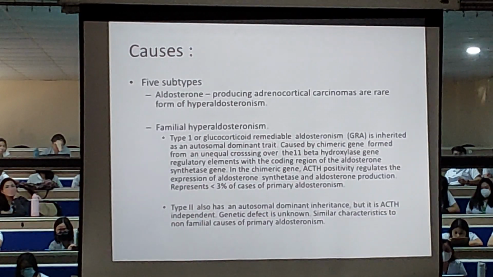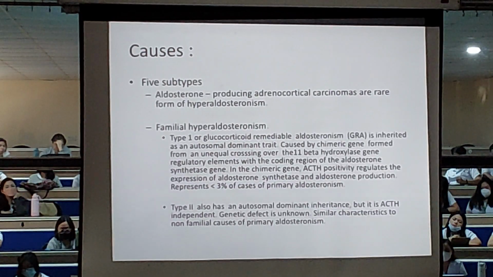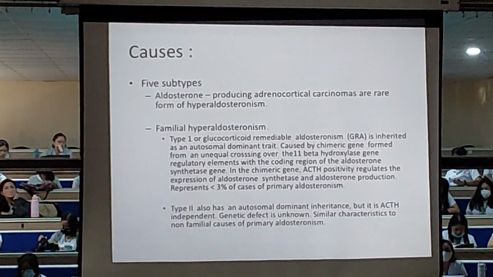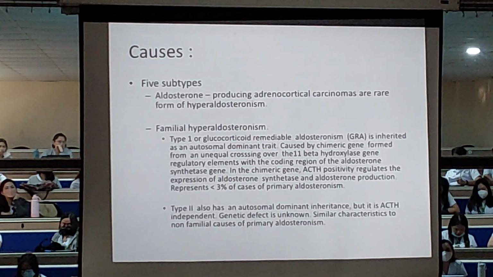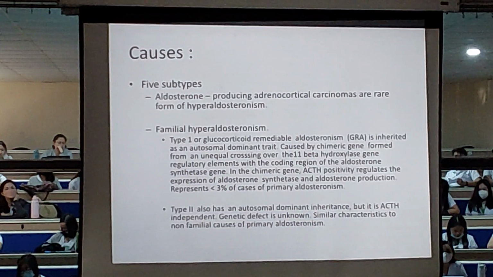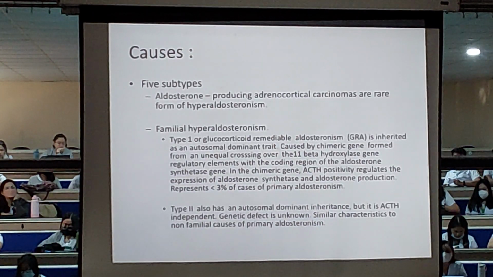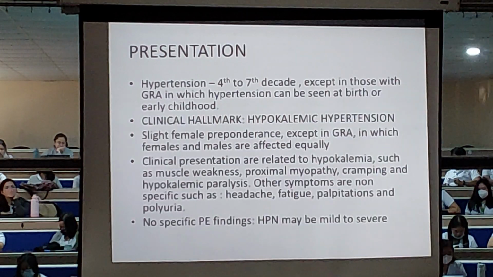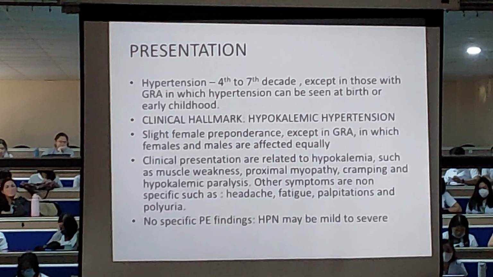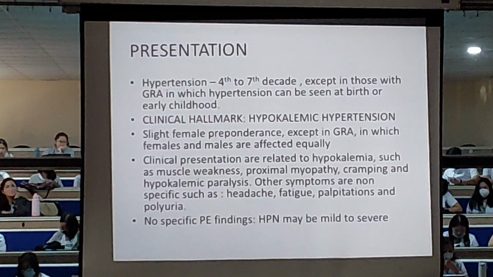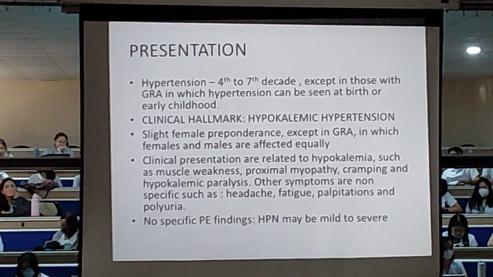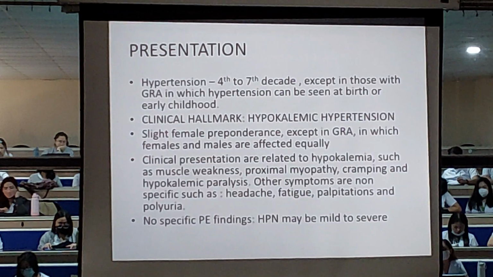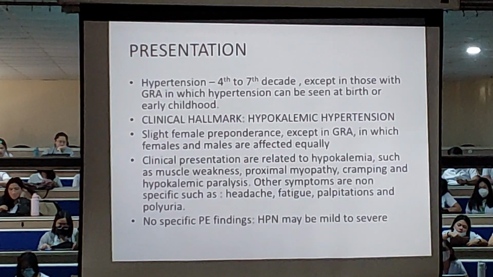Type 1 is called glucocorticoid remediable aldosteronism. This is inherited as an autosomal dominant trait. Type 2 is also an autosomal dominant inheritance, but it is ACTH independent. The genetic defect in this type is unknown, but it has similar characteristics to non-familial causes of primary hyperaldosteronism. In the presentation of patients with primary aldosteronism, hypertension is common, seen in the 4th to 7th decade, except in those with glucocorticoid remediable aldosteronism, in which hypertension can be seen at birth or early childhood.